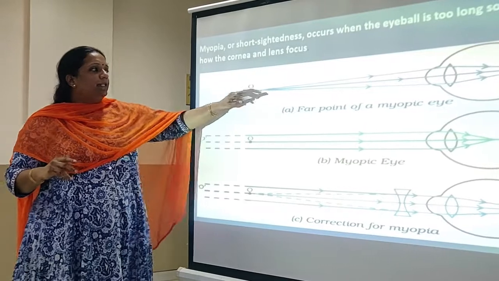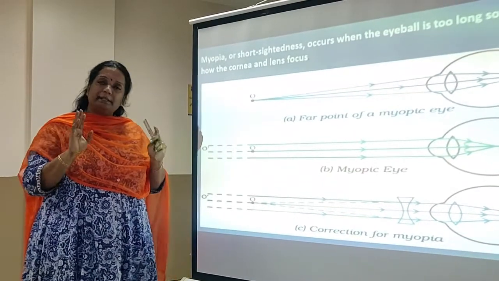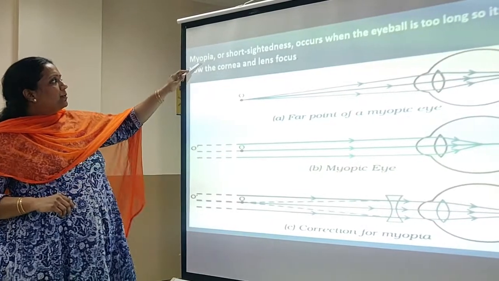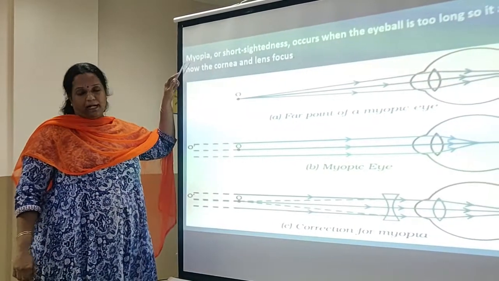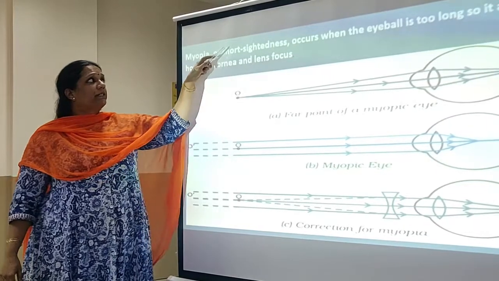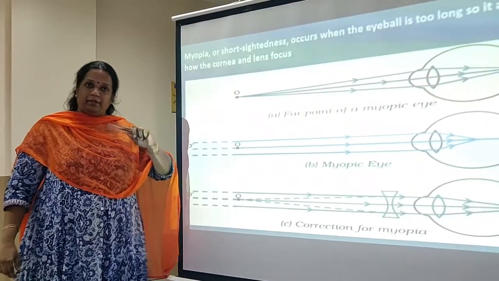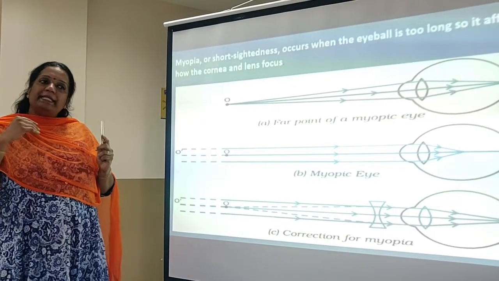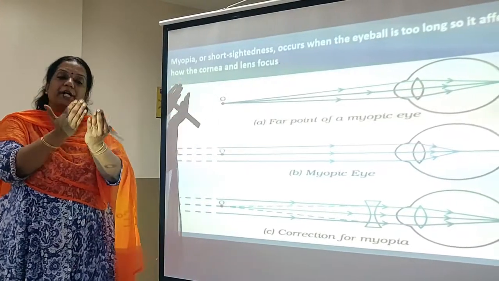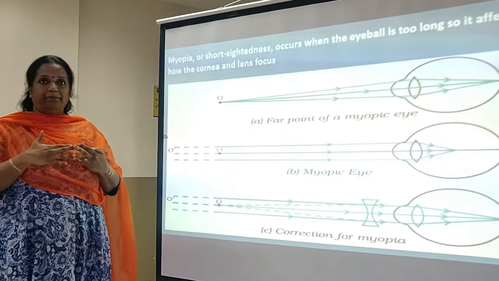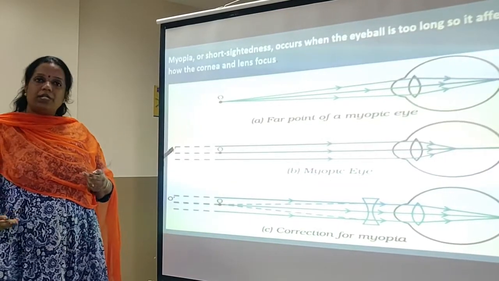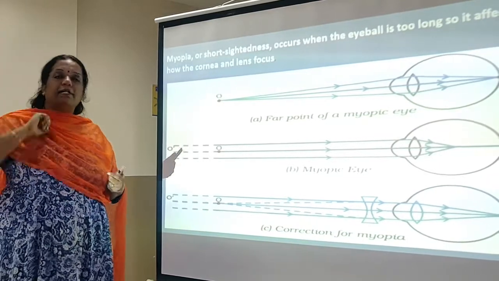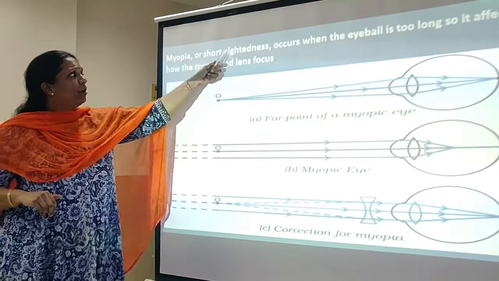Let us look at the normal eye. Normal eye, the image is formed on the retina. But we come across a new term here, which is myopia. Myopia is short-sightedness. Okay? What happens in myopia is the person is able to see objects which are nearby very clearly, but he or she is unable to see things which are far away. That is why it is called short sight.